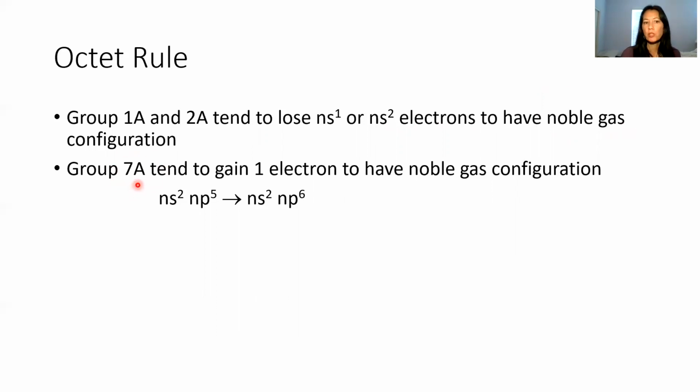Group 7, which are the halogens, have this generic s2, p5. So they're just one electron away from gaining that noble gas configuration. So these guys will tend to gain one electron to get to p6. So we've mainly been talking about these guys adding or gaining electrons to become ions.